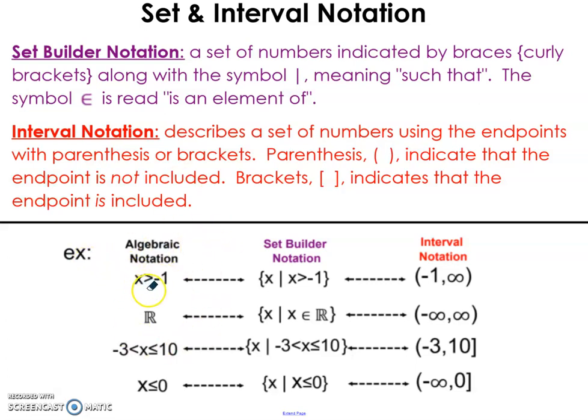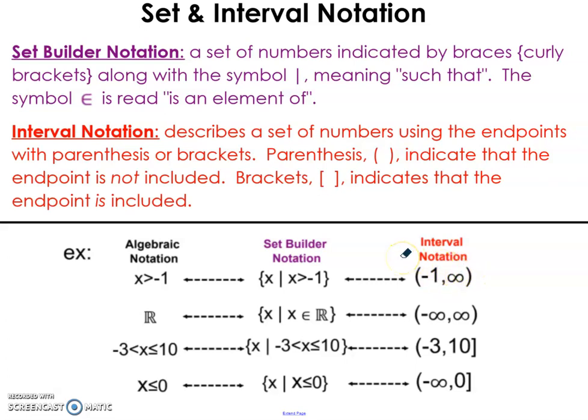So let's say the algebraic notation is x is greater than -1. So in set builder notation, we would say {x | x > -1}, and they're included in those curly braces. Okay. In interval notation, because there's no line underneath the inequality symbol, we know that it does not include -1. So we have a parenthesis, a -1, and then comma infinity.